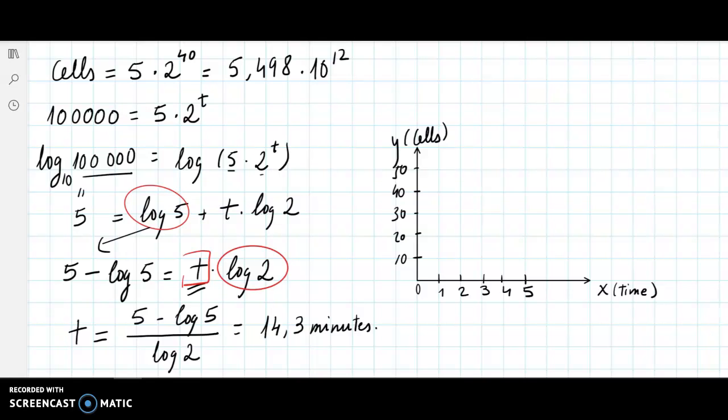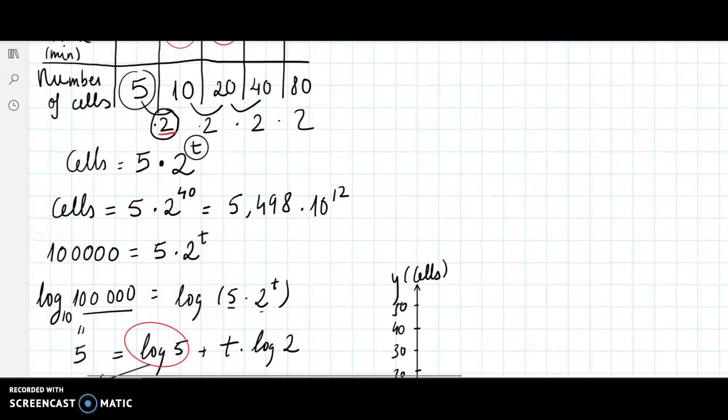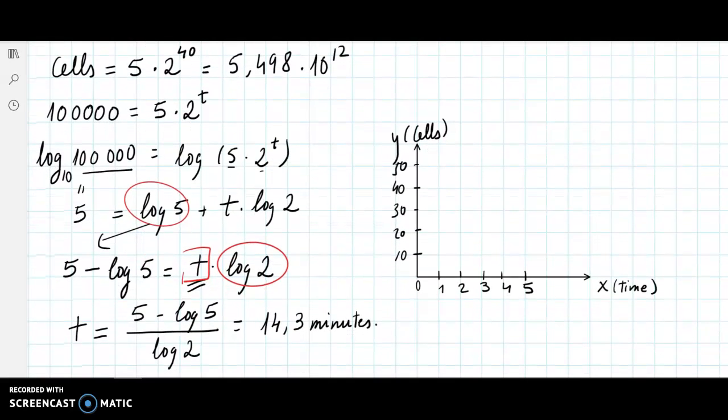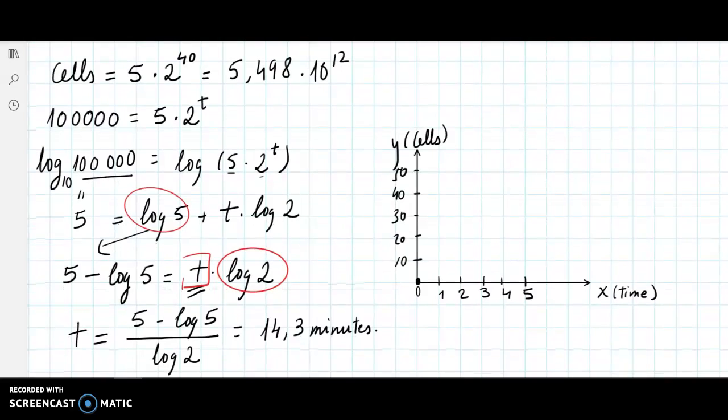At the beginning, at the minute number 0, there were 5 cells. So 5 cells. I make a point here. After 1 minute, there were 10 cells. After 2 minutes, there were 20, then 40, because we double all the time. And then 80. As you see, the graph is going up very, very fast.